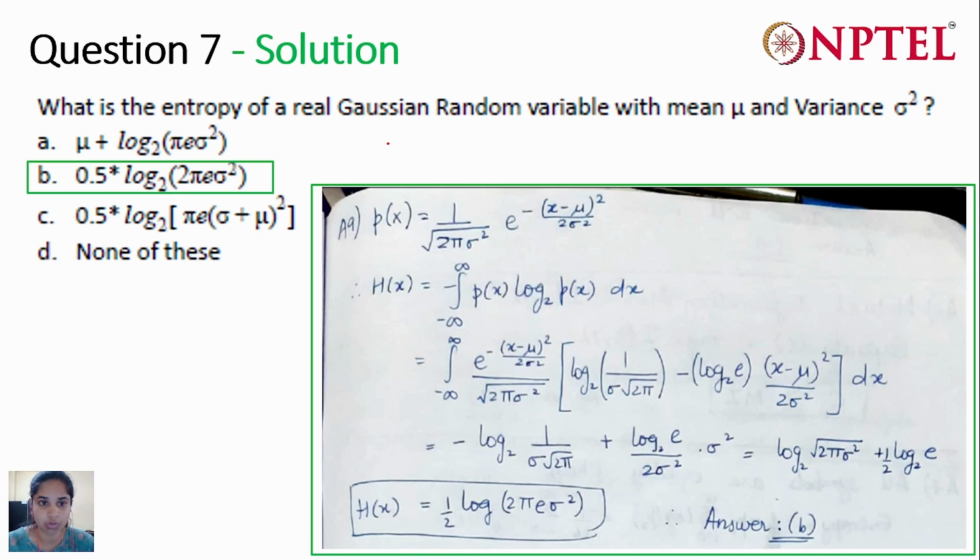Okay, let us see how to approach this. What is the PDF of a real Gaussian random variable? The mean is mu and variance is sigma square. So P of x is 1 by root of 2 pi sigma square, e power minus (x minus mu) the whole square by 2 sigma square. So this is the PDF.